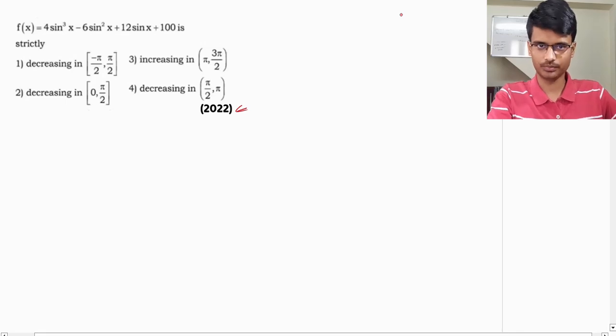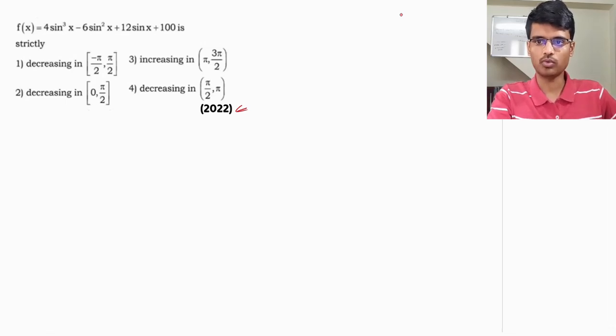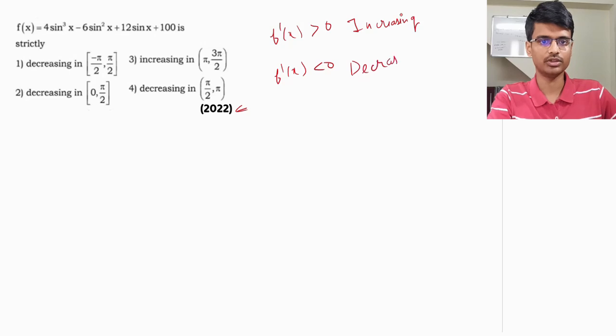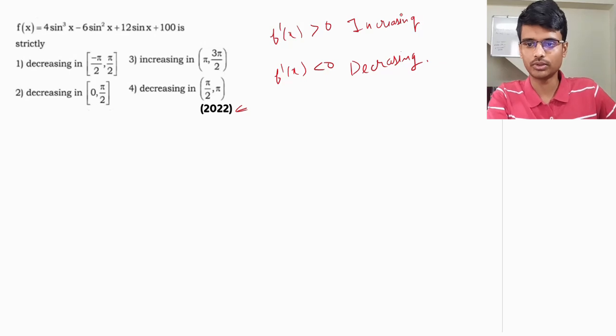The question that we have is: f of x is equal to 4 sine cube x minus 6 sine square x plus 12 sine x plus 100 is strictly... So we know a function is increasing when f dash of x is positive and decreasing when f dash of x is negative. We know this, right? So we need to apply this knowledge here. We need to find out the interval where f dash of x is positive. So what is f of x? 4 sine cube x minus 6 sine square x plus 12 sine x plus 100.